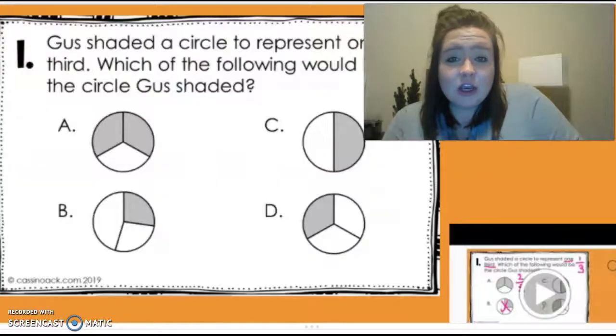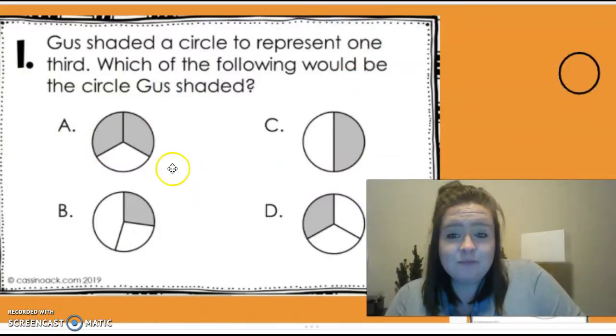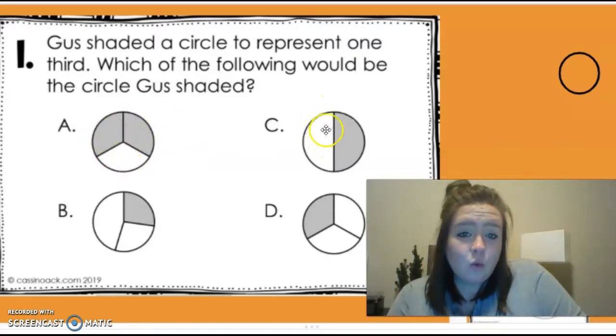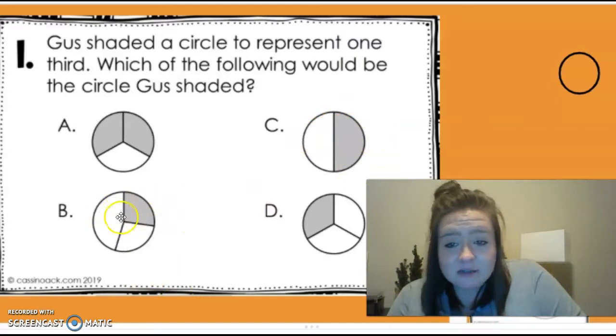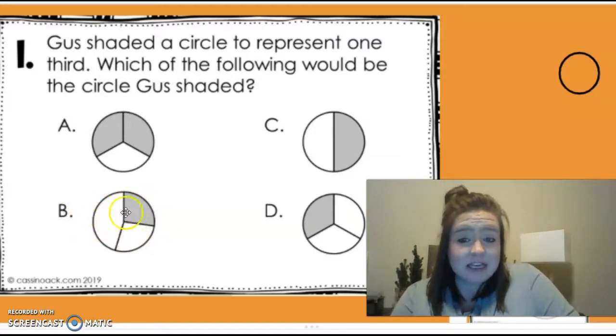And then over here, we were just representing fractions. Remember, this one represented 2/3 because there are 2 pieces shaded out of 3 total pieces. This one represented 1/2 because there is 1 piece shaded out of 2 total pieces. This one doesn't represent a fraction because these pieces are not equivalent, meaning each piece needs to be the same size, okay? And then this represents 1/3 because there is 1 piece shaded out of the 3 pieces.